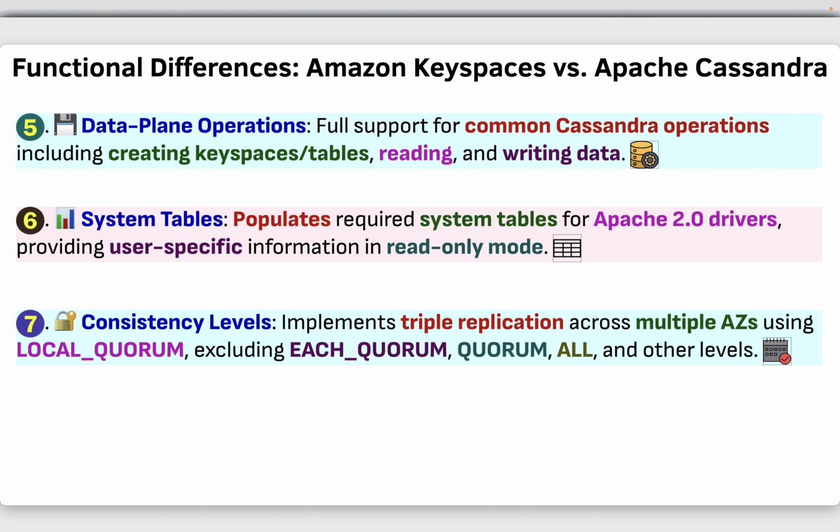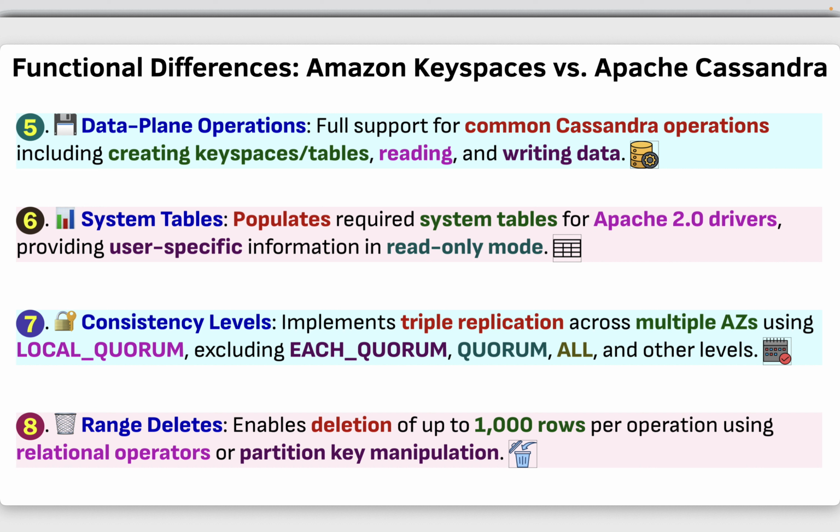Consistency levels. Amazon Keyspaces replicates all write operations 3 times across multiple availability zones for durability and high availability. Writes are durably stored before they are acknowledged using the local quorum consistency level. Amazon Keyspaces does not support the consistency levels each quorum, all, 2, 3, any, serial or local serial.